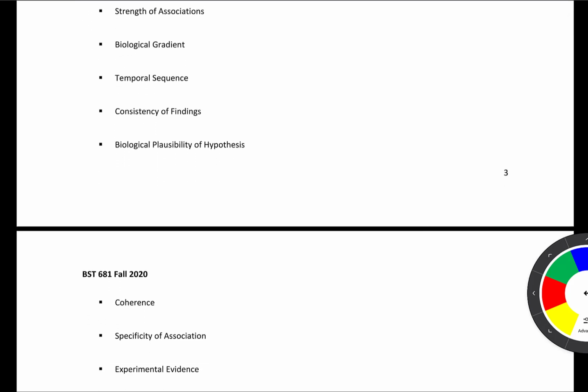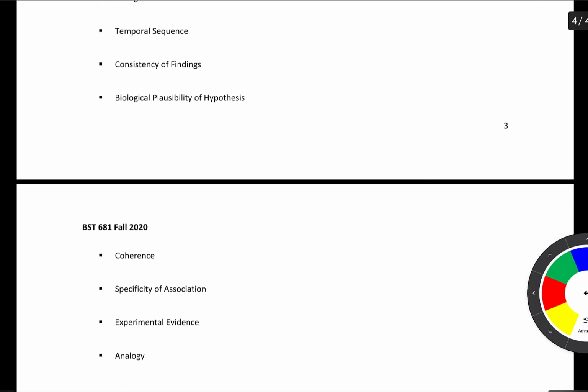Biological plausibility of the hypothesis. This means that the observed association is compatible with the existing knowledge about the pathophysiology of the disease. However, the absence of this criterion is not sufficient to exclude causality. Coherence. This implies that the study's findings do not conflict with existing theory and current knowledge. Specificity of association. This indicates that the factor or cause under study produces the disease and that the disease must result from a single cause.